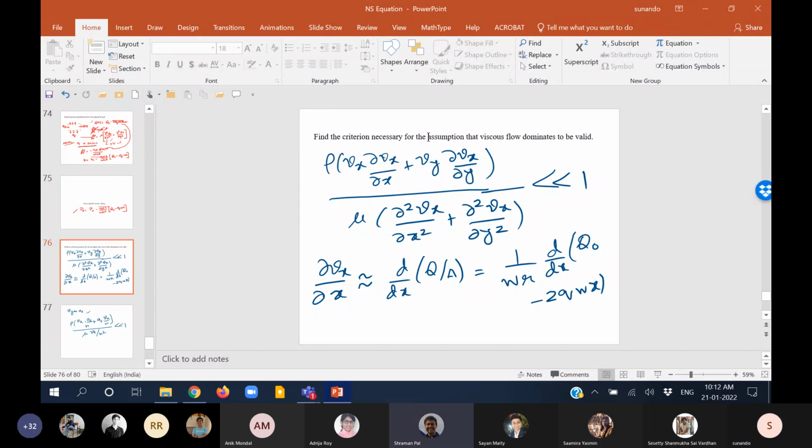When h is very small. Fine. When h is very small. Anything else that would be small? Think about the problem once again. I have a flow which is large q. I have a flow which is small q. So when x is small, I completely agree with you.